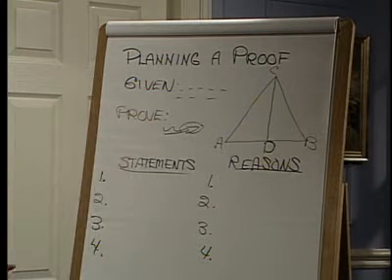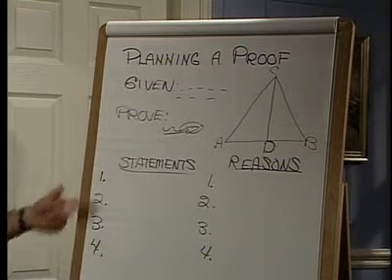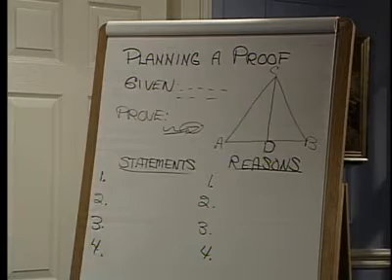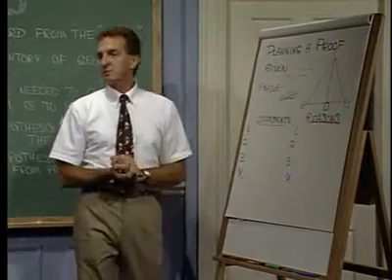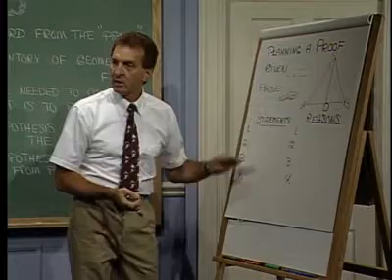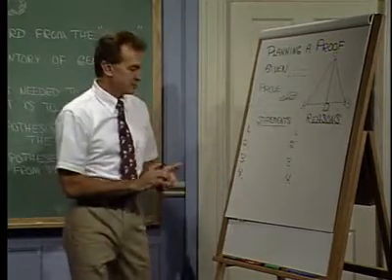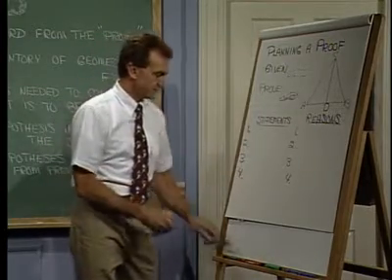Now, some proofs may only take 2 or 3 steps. Some may take 7, 8, 9, or more steps. So there is no particular limit to a proof. It's just a matter of getting it all done in the right order until you arrive at the proper conclusion.